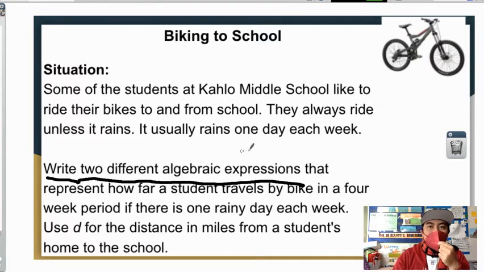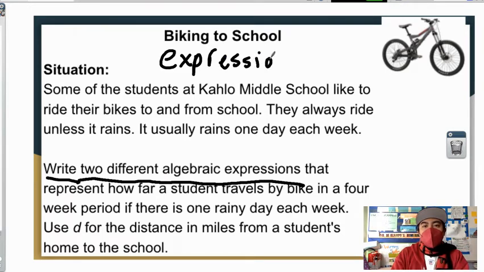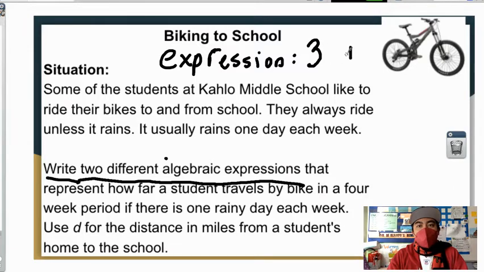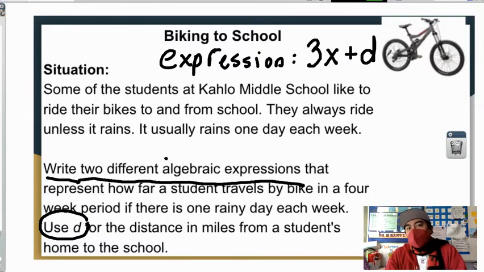Now, remember, an expression has numbers and symbols, okay? When we're talking about algebraic expressions, you're also thinking about variables. Expressions have numbers and operations like plus, minus, times, or divide, but they can also have variables like x, y, and z. It just so happens that we're supposed to use the letter D for our expressions. So you might be writing something like this, who knows. Let me go ahead and erase it. Oh, well, I'll just leave it.